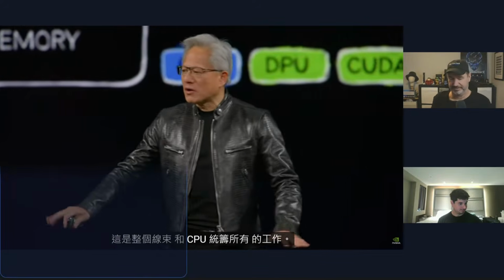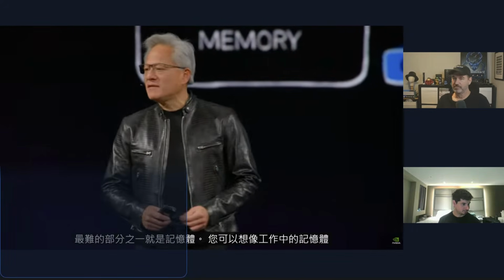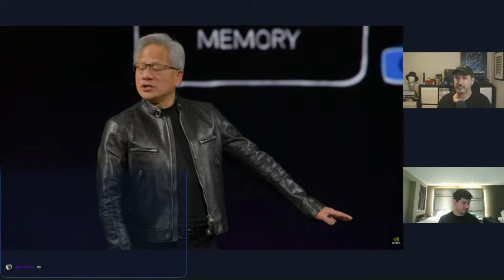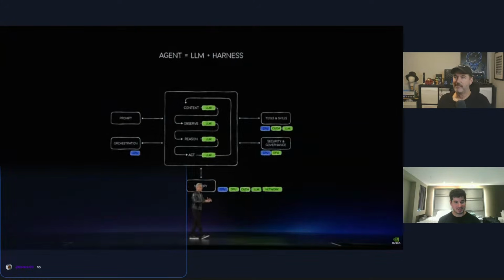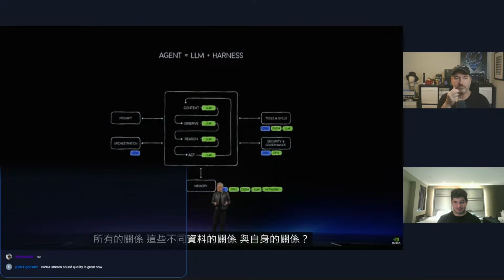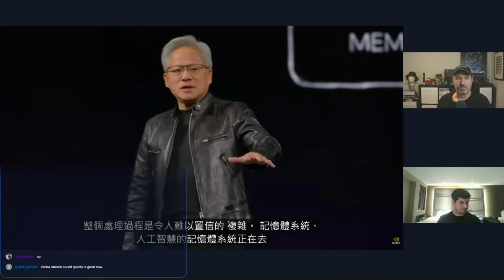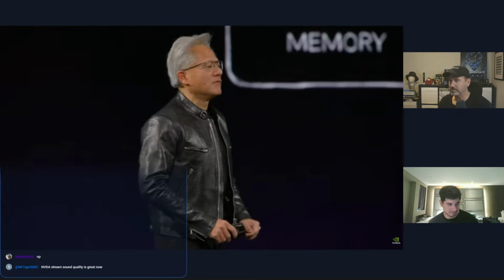One of the hardest parts is memory. You could just imagine. The working memory is called KV caching. What to remember, compaction, not just compression, but how to retrieve. Do you retrieve structured data? Do you retrieve unstructured data? What is the ontology, the relationship of all of these different data to itself? That entire processing is incredibly complicated. The memory system of AIs is going to cause the storage system to be completely revolutionized.